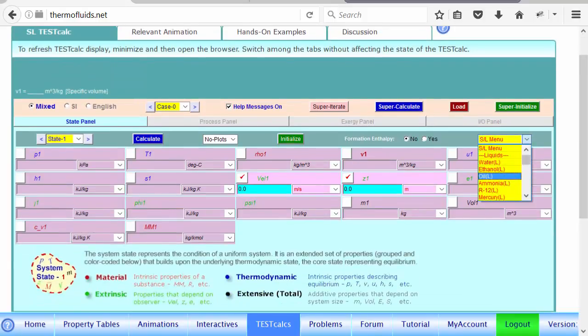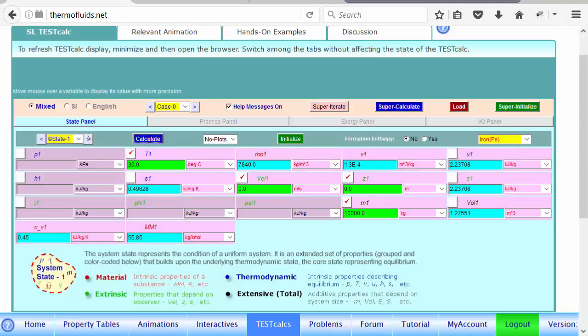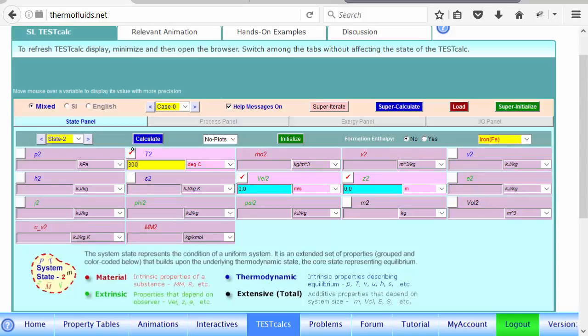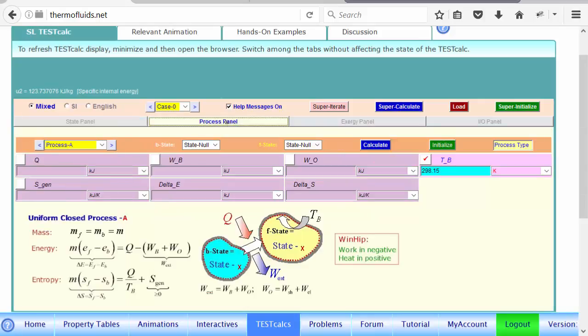Our first order of business is to select iron as our working fluid. Initial temperature is given, 30 degrees Celsius. The mass is known, 10,000 kg. We calculate the state. State 2 we know is 300 degrees Celsius. Mass is the same. So once we know the states, at least the U of the state, internal energy, we go to the process panel. State 1 and state 2 are inlet and beginning and final state. Notice the TEST calc already figured out that the volume remains constant. Therefore, boundary work is already set to 0. Notice that instead of shaft and electrical work, they have been added together, and it's called the other kind of work in the TEST calc.